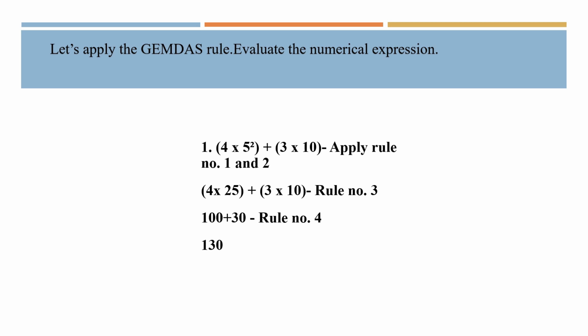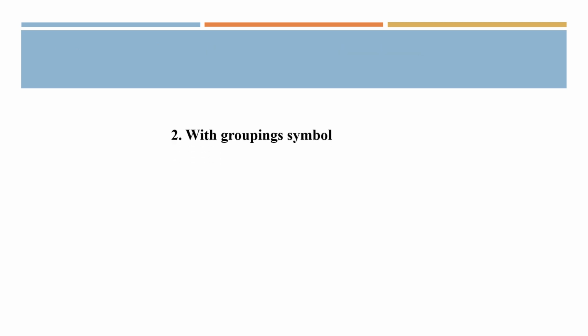Let's have another example. Now, children, let's have an expression with grouping symbols. 3 times brackets, open parenthesis, 4 times 8 square, close parenthesis, divided by 8 brackets. 3 times brackets, open parenthesis, 4 times 8 times 8 equals 64, close parenthesis, divided by 8 brackets.